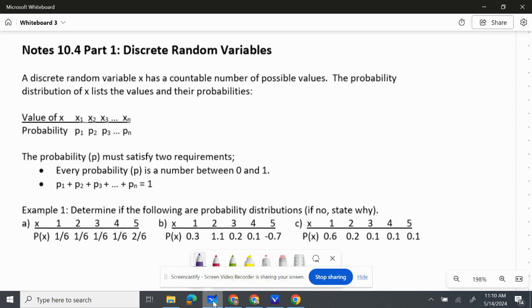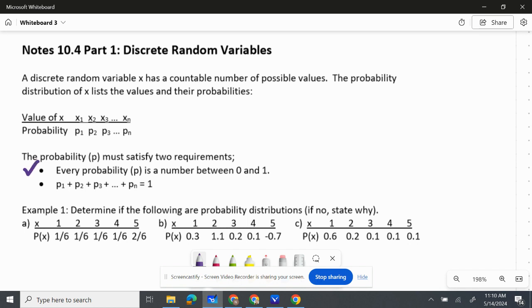What we're going to do is look at discrete random variables. We're going to be looking at probability distribution tables in order to find them. Discrete means that we can actually count the probabilities, and then we're going to eventually move into continuous random variables. So with discrete, we have two rules.